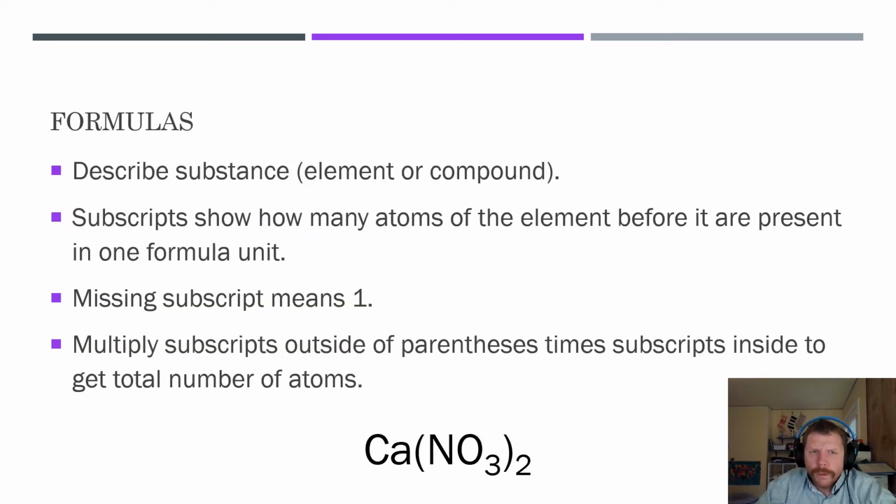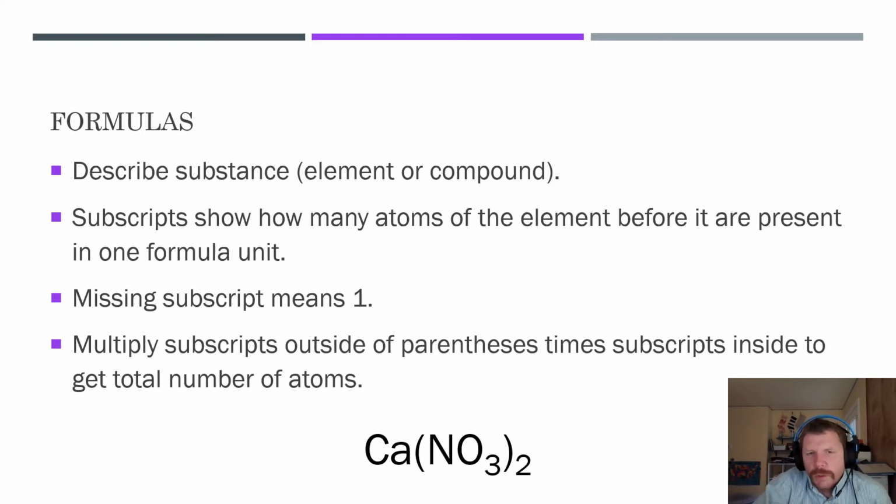Okay, now a formula describes a substance. A formula can be a simple element, or a single element, or it can be a compound, multiple elements assembled together. Subscripts show how many atoms of the element before it are present in one formula unit. So if you have one copy of that molecule, how many of those different elements are there? A missing subscript means 1. Multiply subscripts outside of parentheses times subscripts inside to get the total number of atoms.